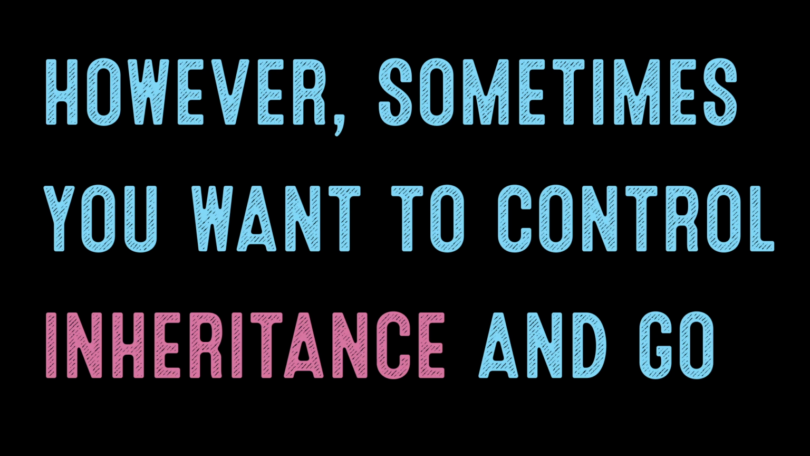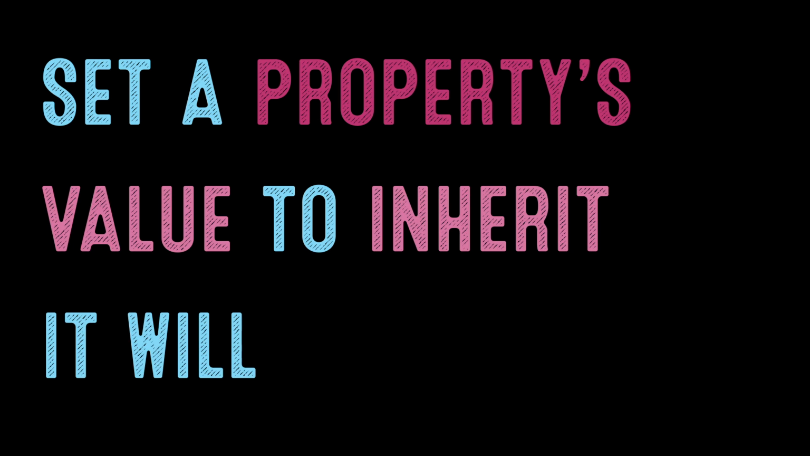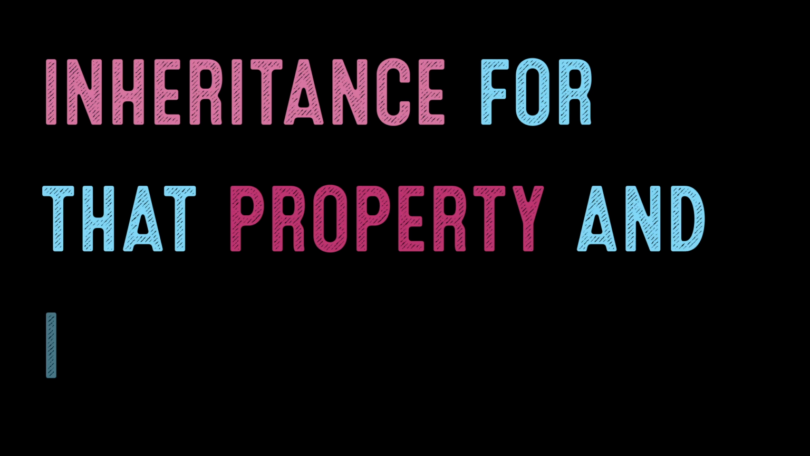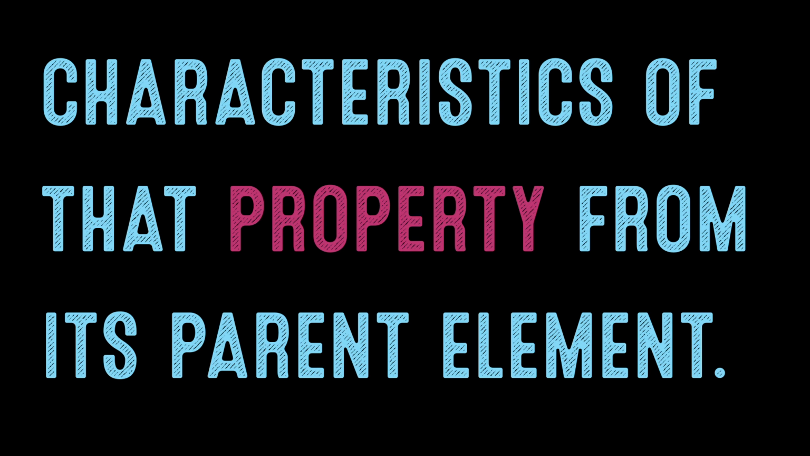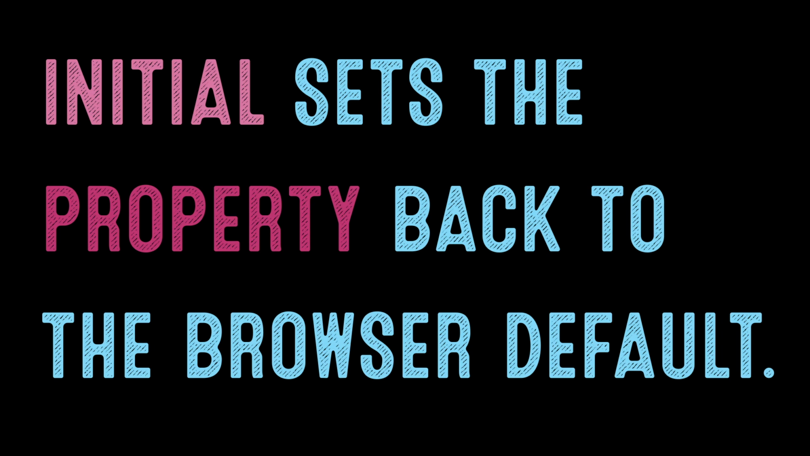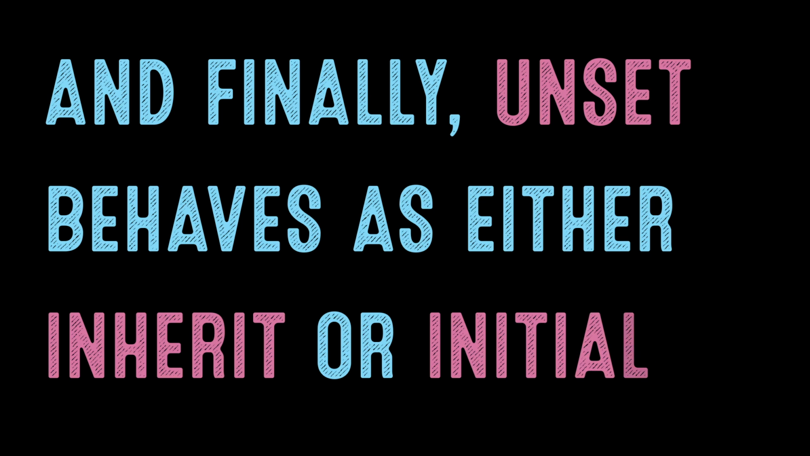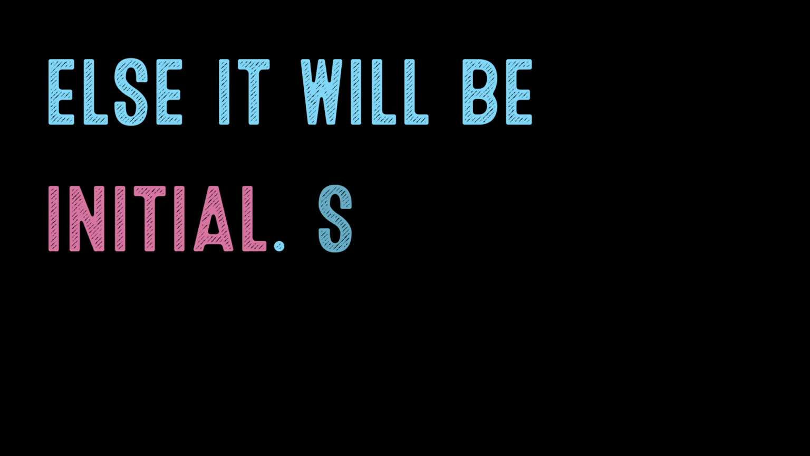However, sometimes you want to control inheritance and go against the convention. To do this, you will use the following values: inherit, initial, and unset. When you set a property's value to inherit, it will turn on inheritance for that property, and it will take on the characteristics of that property from its parent element. Initial sets the property back to the browser default, and finally, unset behaves as either inherit or initial. If the parent has a value that matches, it will inherit, or else it will be initial.